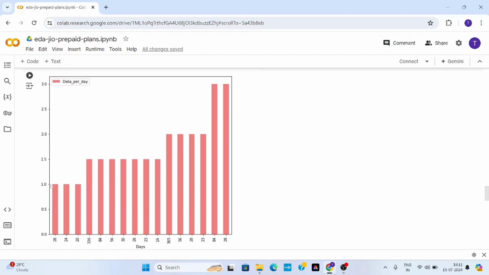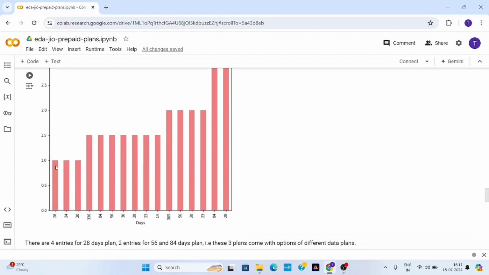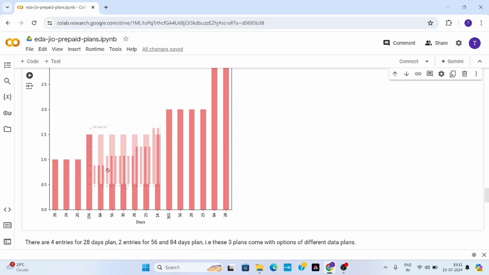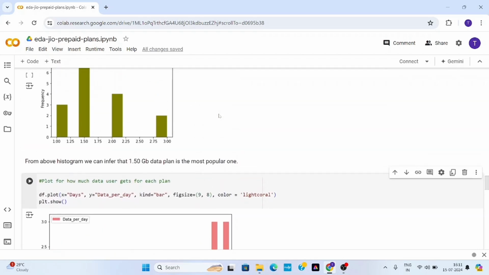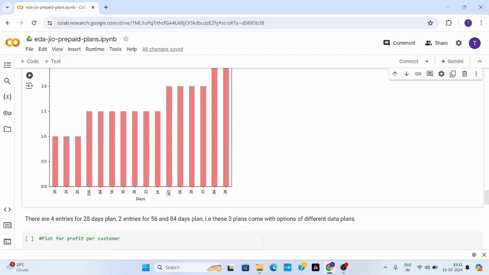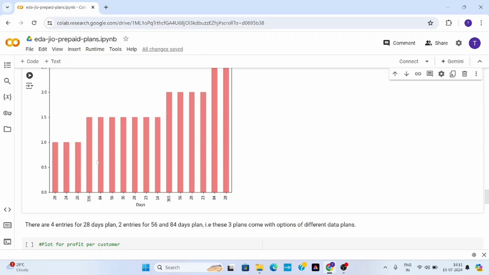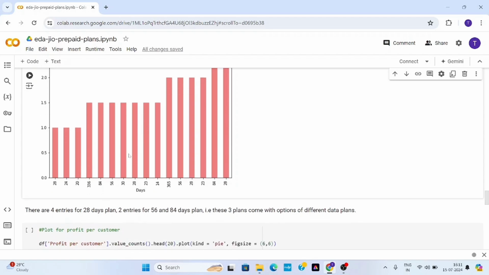So for 1 GB there are 3 plans. We saw that here, 3 plans, for 20 days, 24 days and 28 days. And for 1.5 GB there are around 7 plans, for 2 GB there are 4 plans, and for 3 GB there are 2 plans. This can be seen here also, but here you can also see each day. In this you can see there are 7 entries for the 1.5 GB plan.